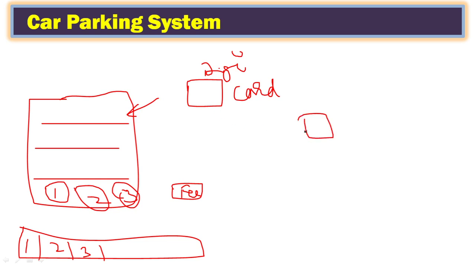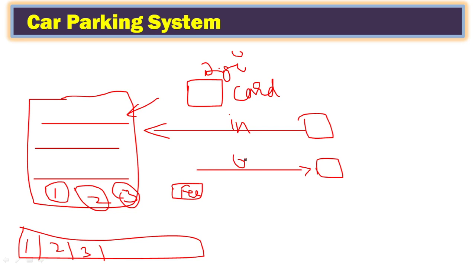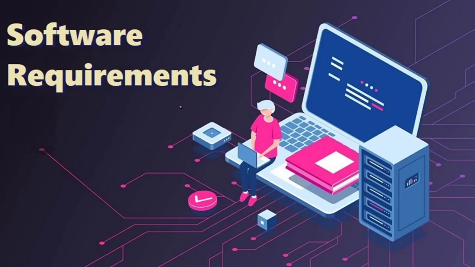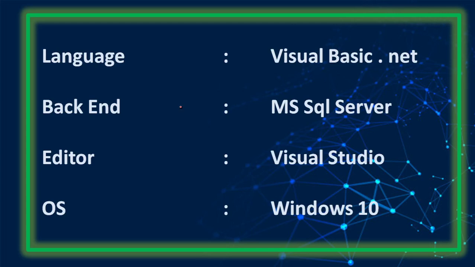And for vehicles, whenever a vehicle comes in, we record it as in. When it goes out, we record it as out. So we calculate the total hours, how long it was in the parking lot. Based on that, we calculate the money: the fee into total hours gives the total amount. Based on that, we collect the money from the car owner. So this is the concept covered in the car parking system. Now the software requirements.